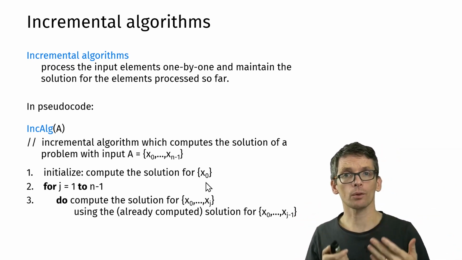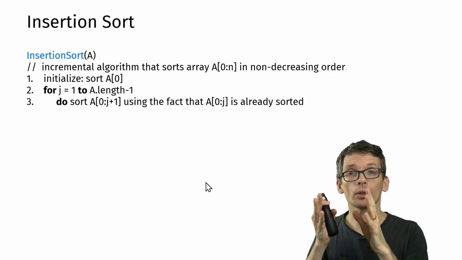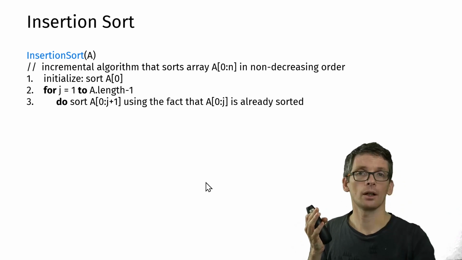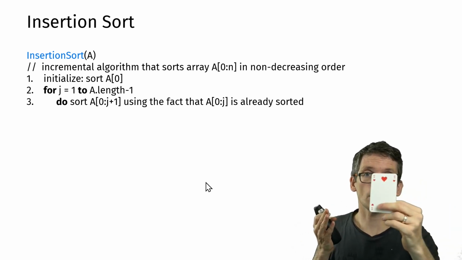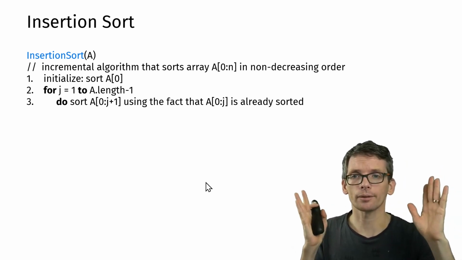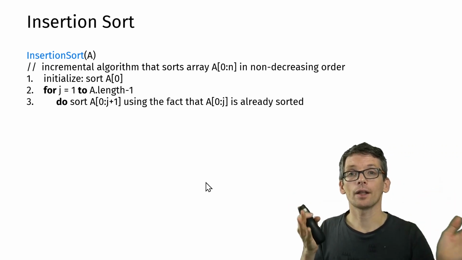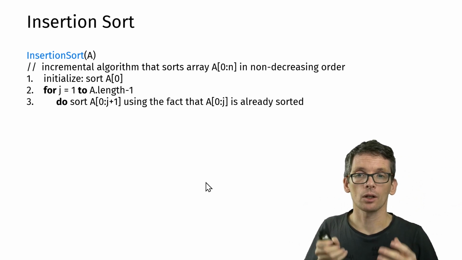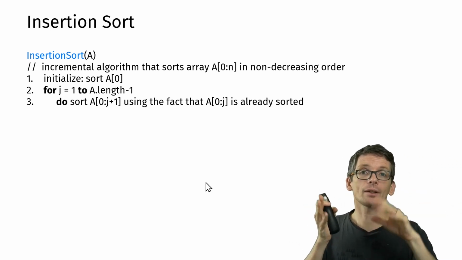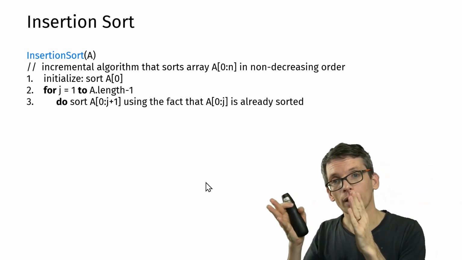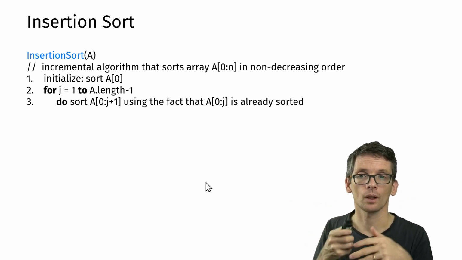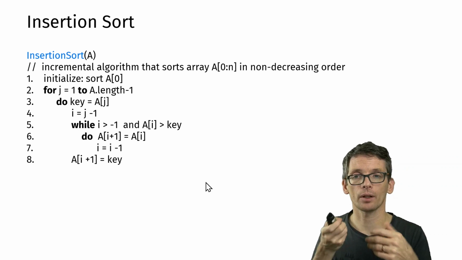So what does that mean for sorting? I start with one number, one card, and I sort that card. I mean, one card is always sorted, so I'm fine. Then incrementally I add more and more cards, so I sort everything up to j, making use of the fact that everything up to j minus 1 is already sorted. And the way of doing this would be the following.